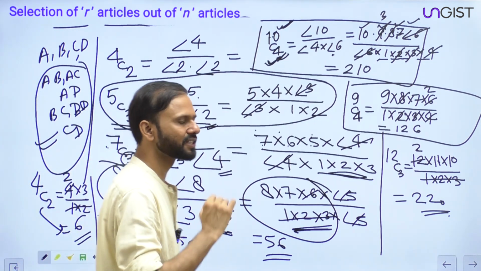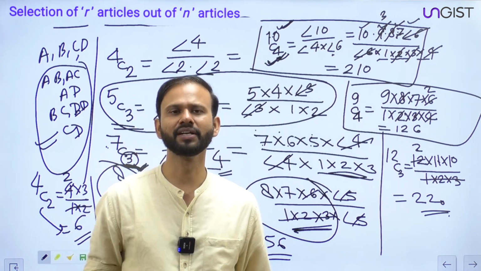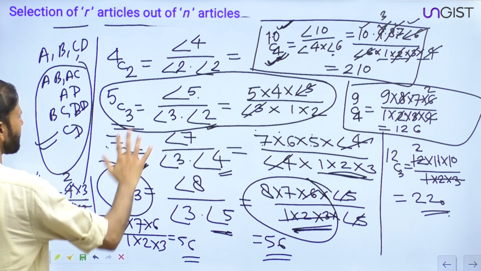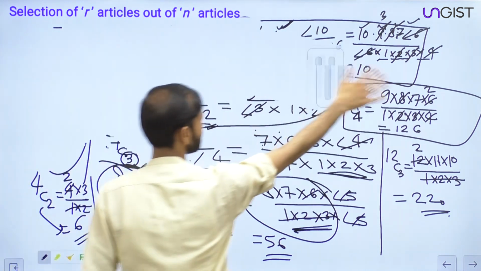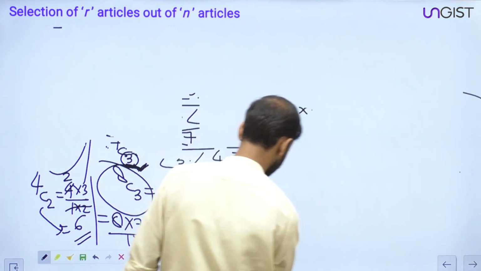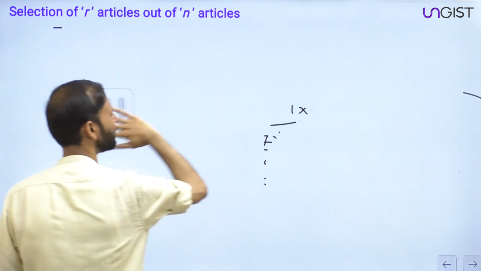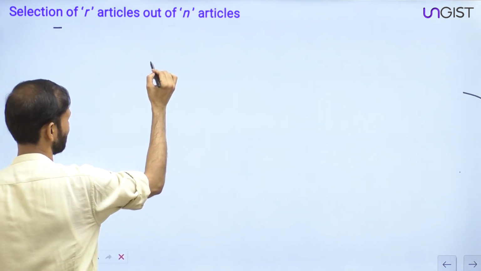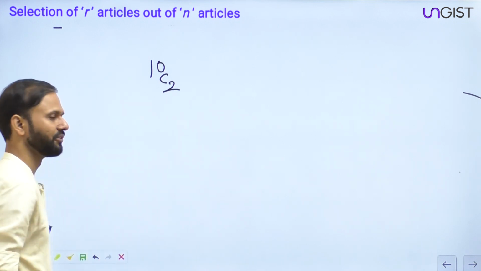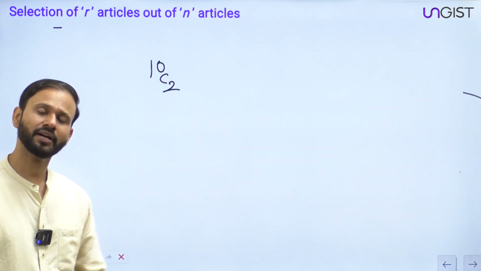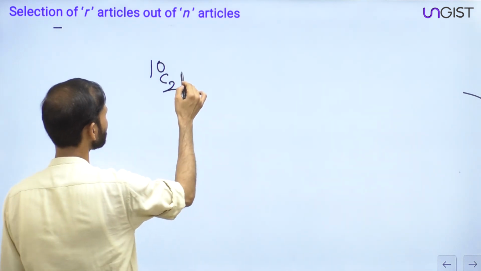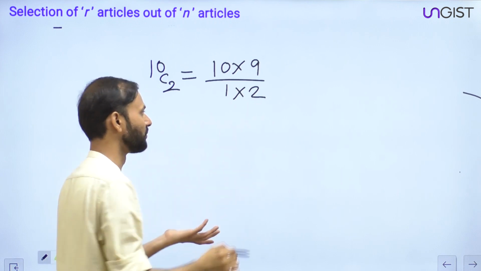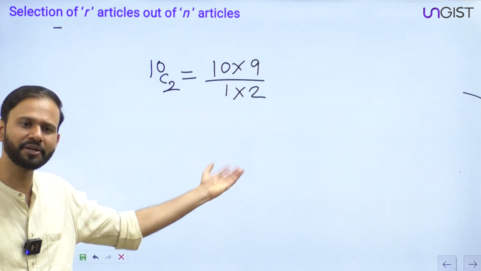First of all, let us discuss some C2 cases. What are C2 cases? Let me tell you. Let's say we need to find 10C2, for example. 10C2 will be what? According to what we have done till now, it is 10 into 9 divided by 1 into 2.